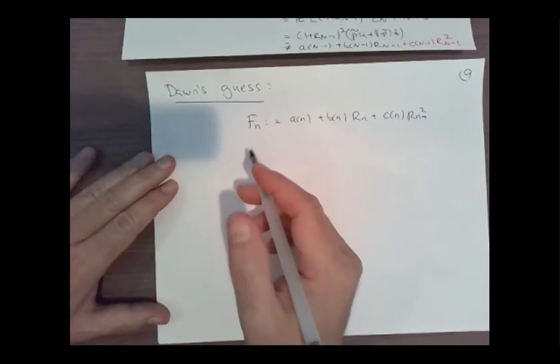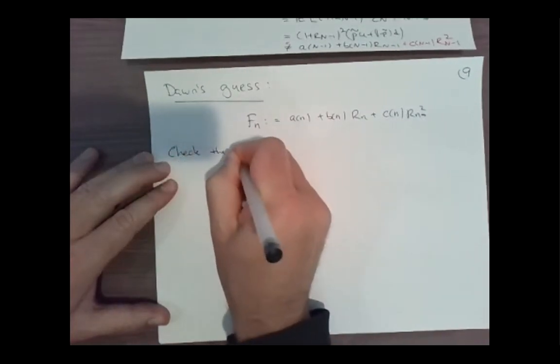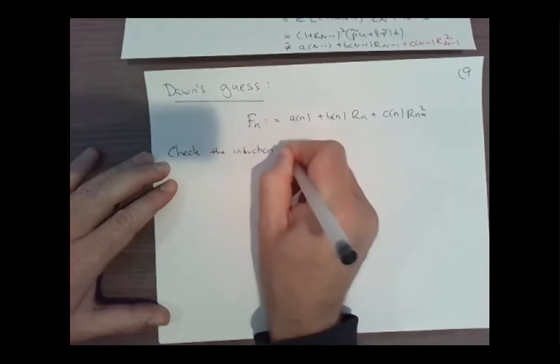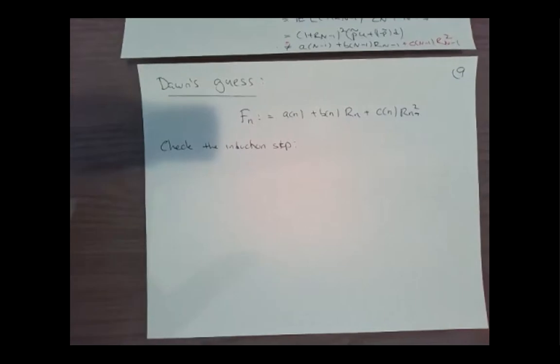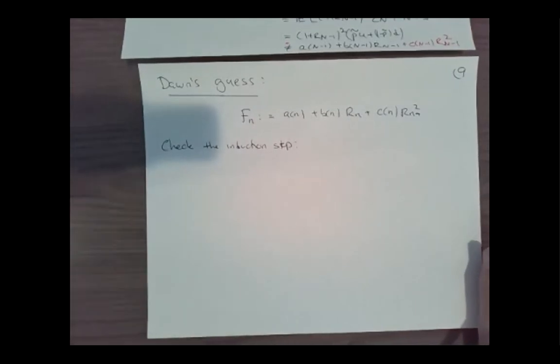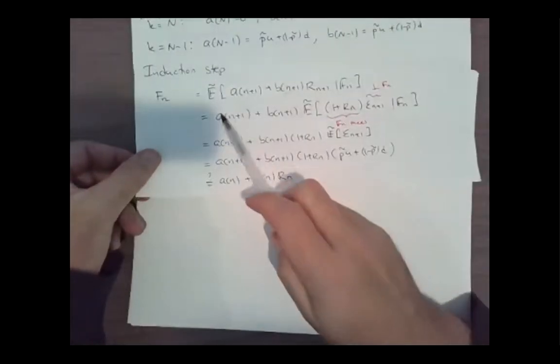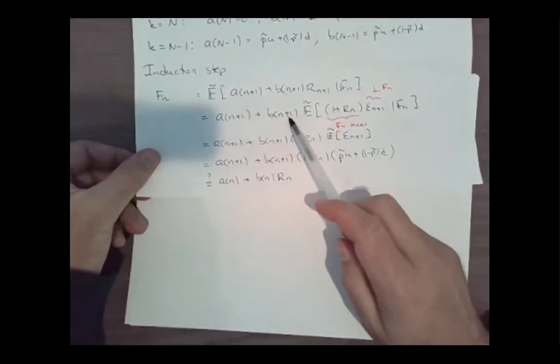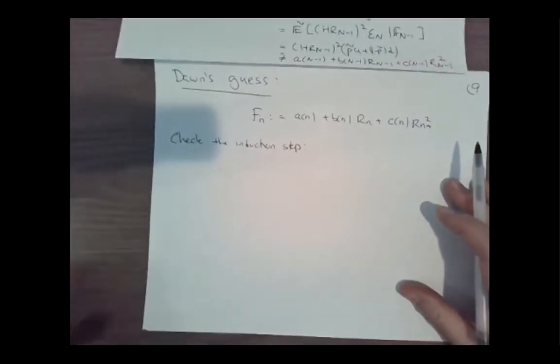So to make this guess correct, we have to check. We have to check the induction step. Right, because we still have to find AN, BN, and CN. So we can do the induction step, and we did it before. We can try to do it again. Okay, so we'll work out what this step here is, and does it have the right structure? If it does, then Dawn is right. Her guess is actually correct.